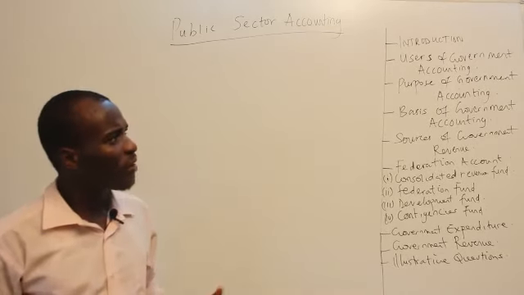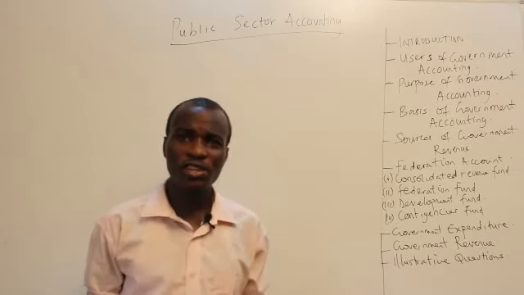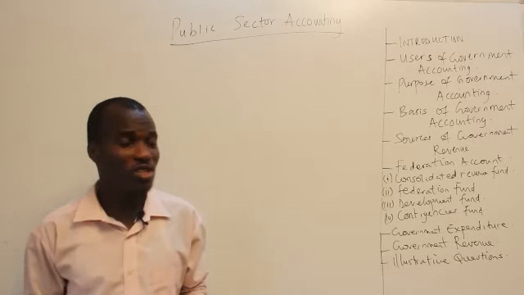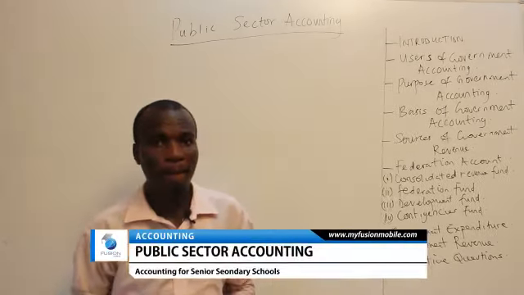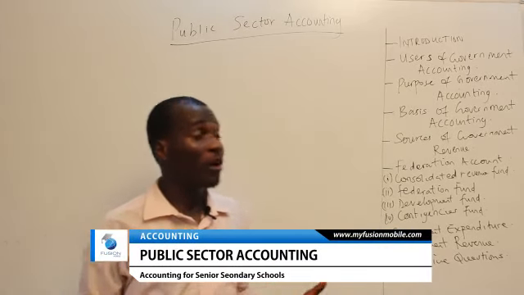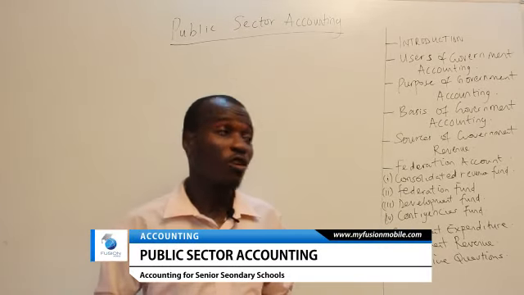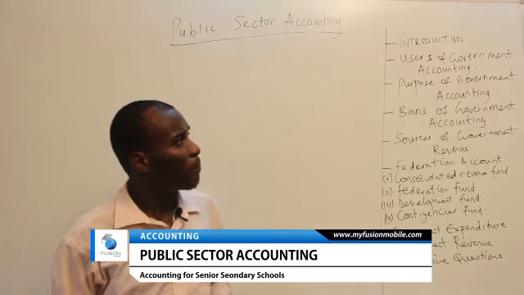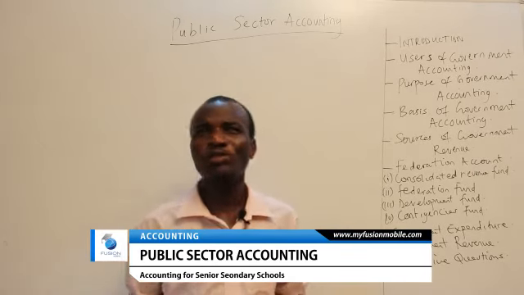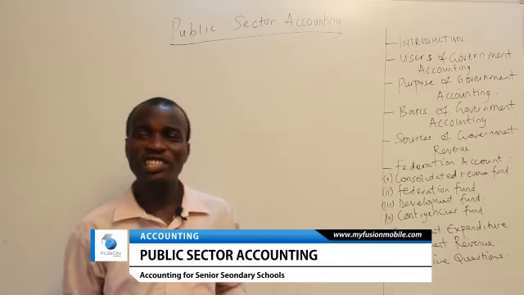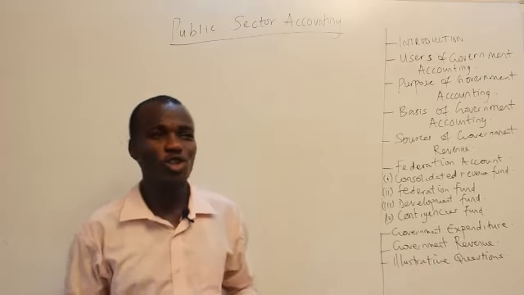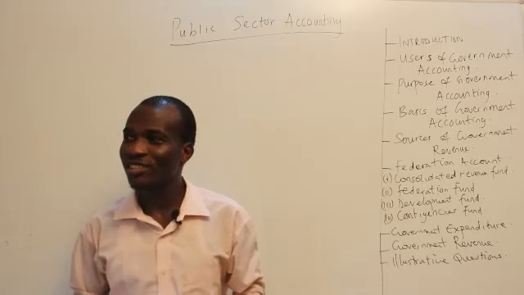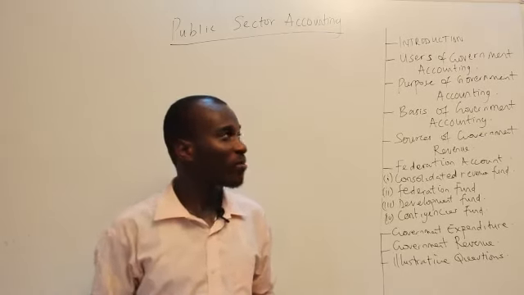Then we also have another user, potential investors. That is, the foreign investors can also use government accounting. The legislature, that is the Senate and the House of Assembly, can also use government accounting to serve as the base of planning.